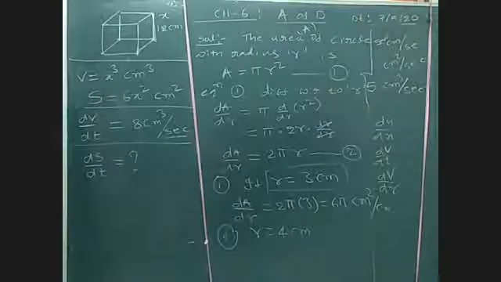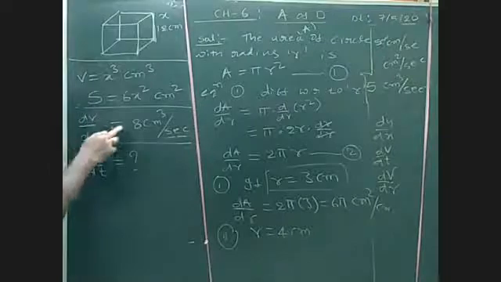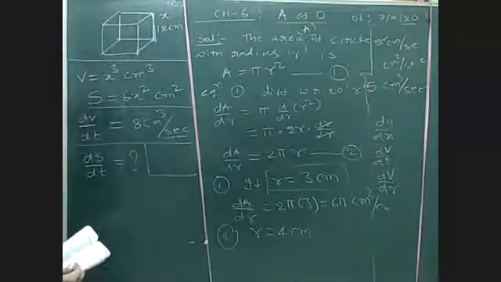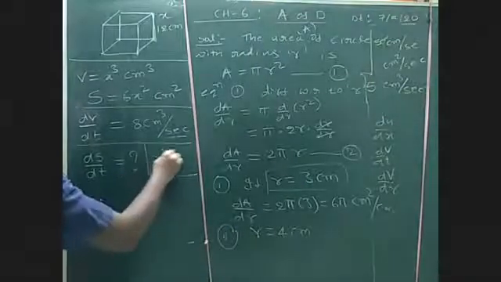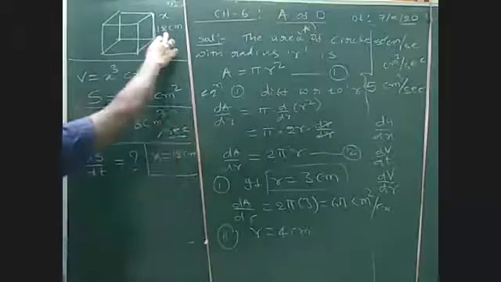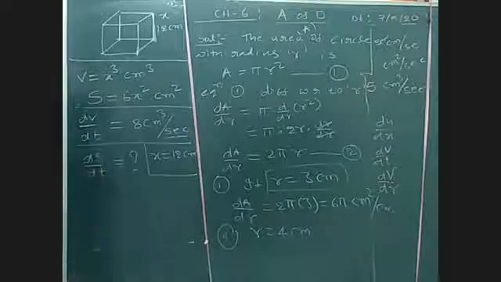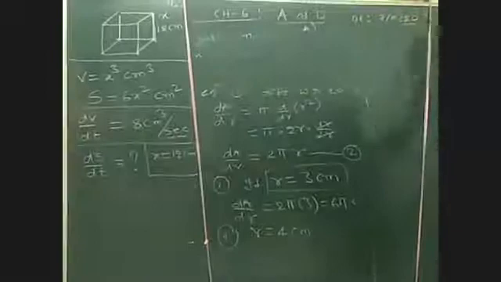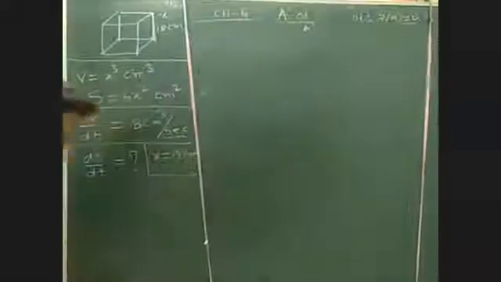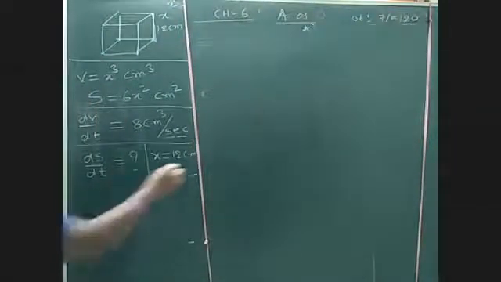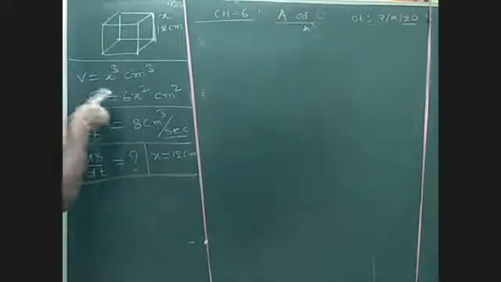This is the question. They have given the rate of change of volume is 8 centimeters per second, and clearly they have given the edge x is equal to 12 centimeters. Edge given, the rate of change of volume is given. We need to find the rate of change of surface area. Very simple. If it is an objective question, observe here. So S will be there.